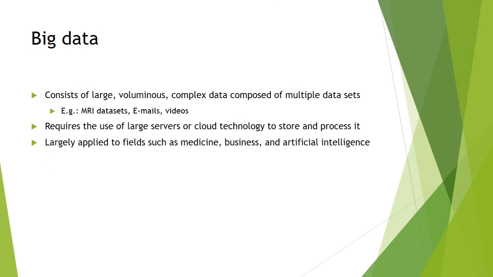is very costly. These MRI and EEG datasets are called big data, and big data consists of large, voluminous, complex data composed of multiple datasets, like for example, the MRI datasets, emails, videos, or just about anything you can do on the internet. It requires the use of large servers or cloud technology to store and process it, and it is applied to a large number of fields such as medicine, business, and artificial intelligence.